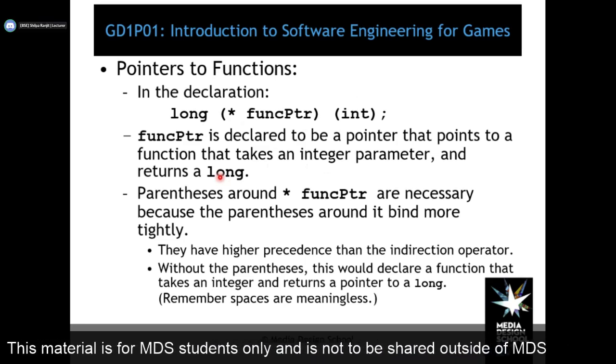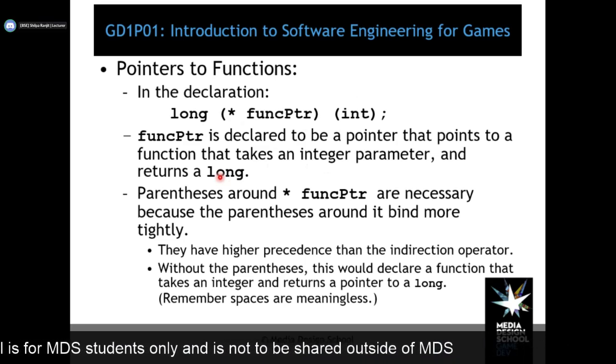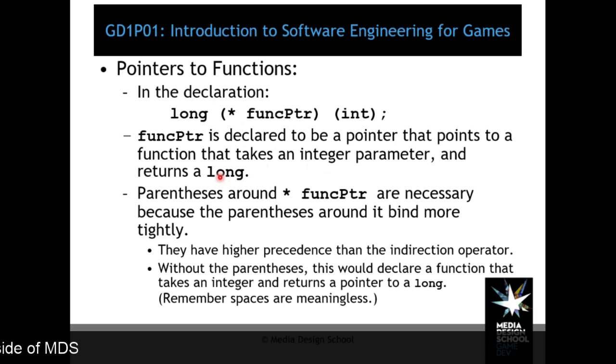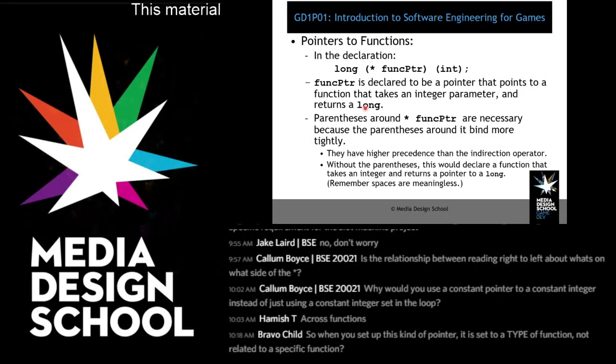So when you set up this kind of pointer, it is set to a type of function, not related to, no, it's not related to a specific function. I mean, of course, it is related. It is related to a type of the function. Yeah, that's how it would be a better way to describe it. Because when you say type of the function, you are defining it based on how many arguments, what type of arguments it holds, and what is the return type.